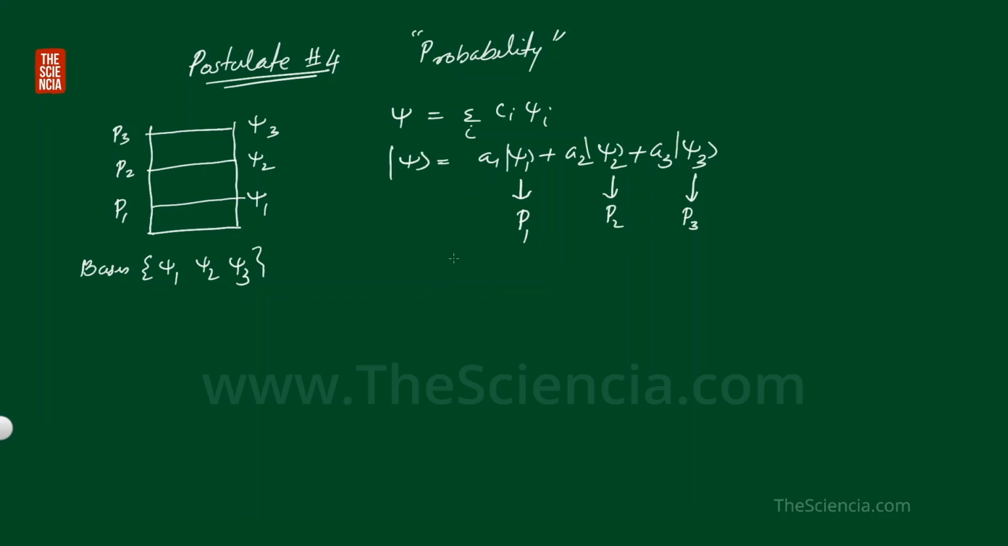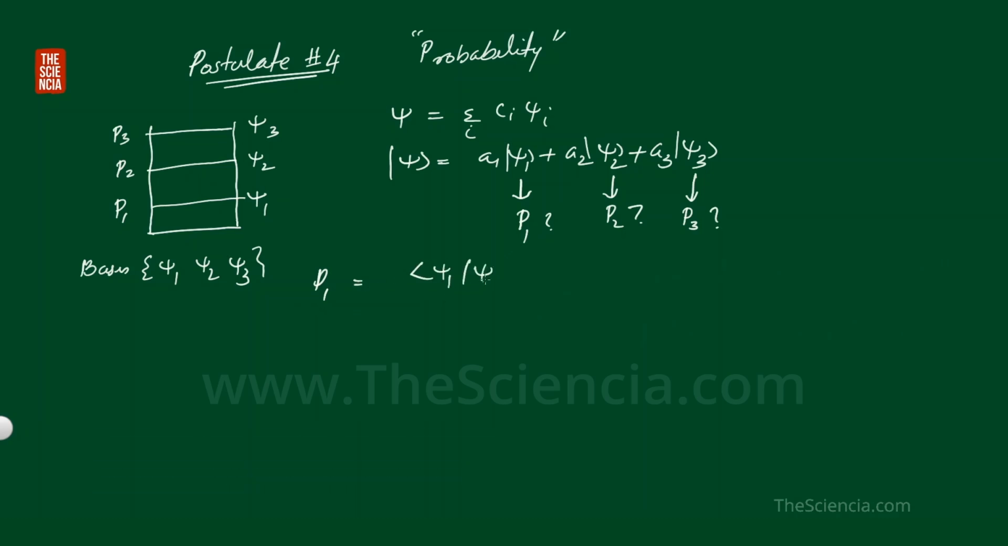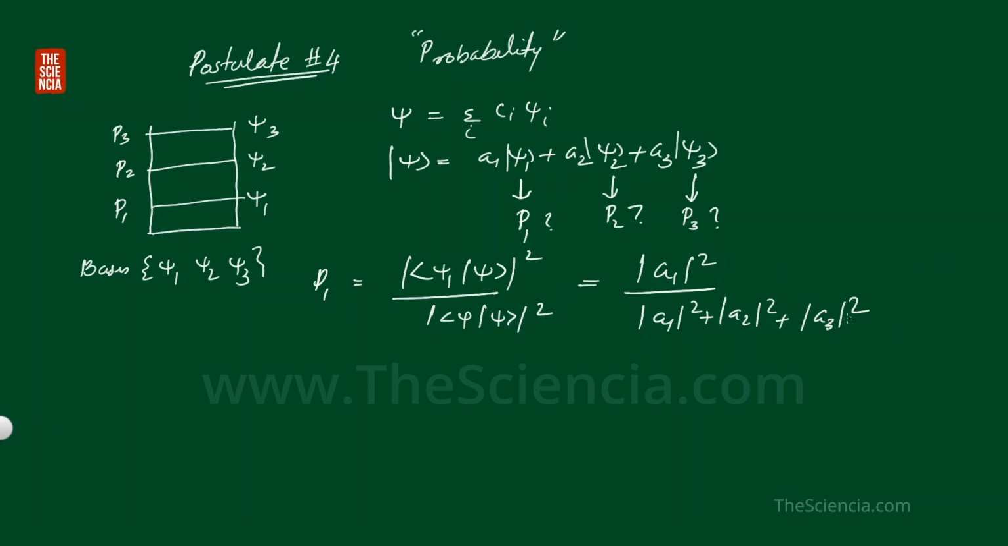Now I want to find out these probabilities P1, P2 and P3. How can we find P1? P1 is equal to mod square of bra psi1 ket psi divided by mod square of bra psi ket psi. So what will we get? We will get modulus of A1 square by modulus of A1 square plus modulus of A2 square plus modulus of A3 square.